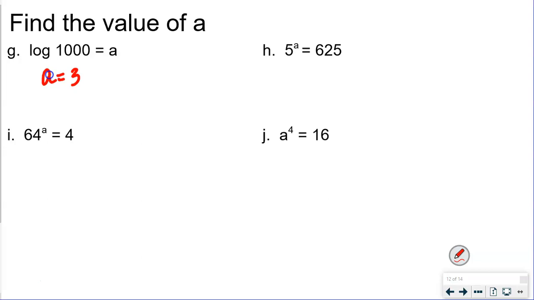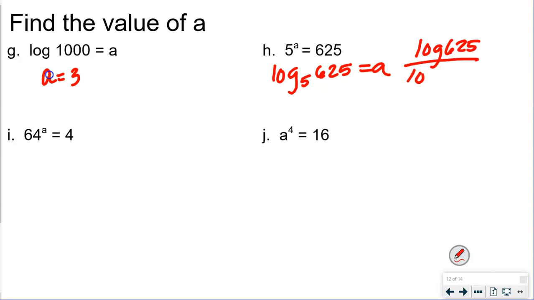So with this one, I'm going to put it in log form. So it's going to be log base 5 of 625. That's going to be equal to a. So remember, now we can use the change of base formula, right? So we can say the log of 625 divided by the log of 5.